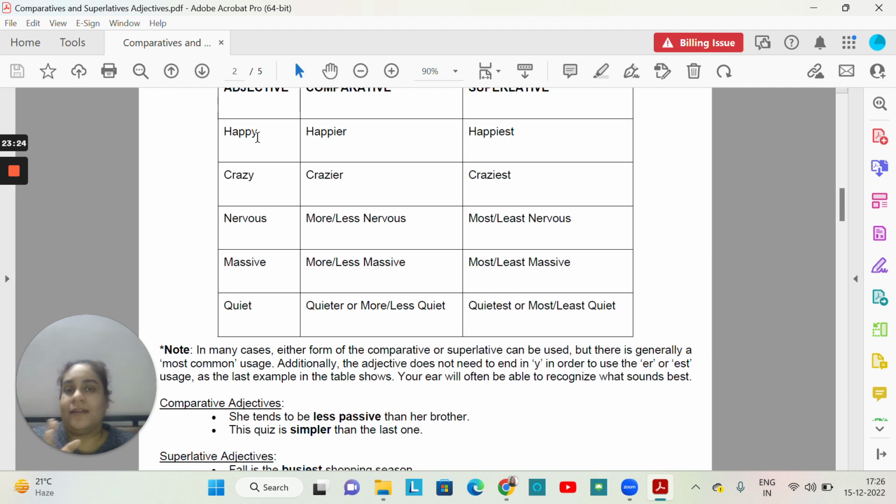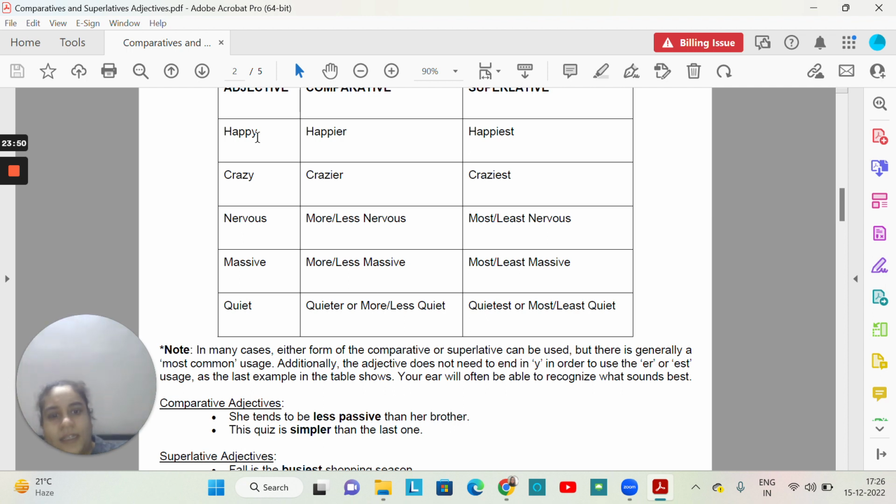Quiet. It gives you two sounds together, non-stop. You can have quieter. You can have quietest. You can have more quiet. You can have less quiet. You can have most quiet. You can have least quiet. Mostly we always stick to more quiet or most quiet in the class. Quieter, quietest, we rarely use it, but let's understand this.